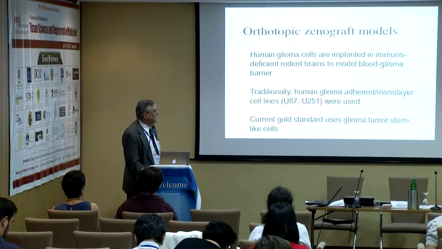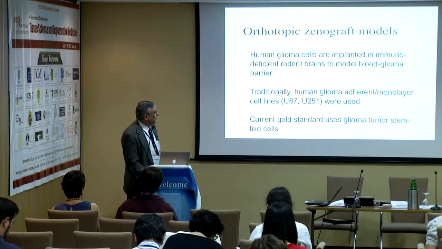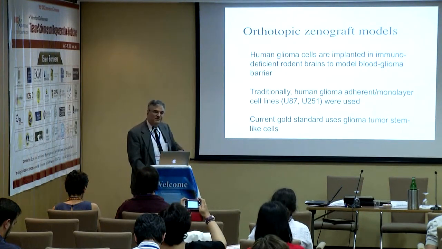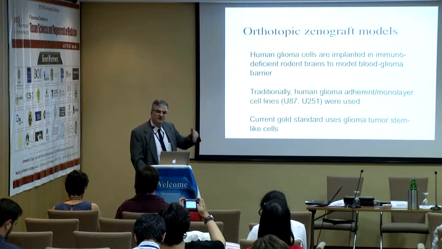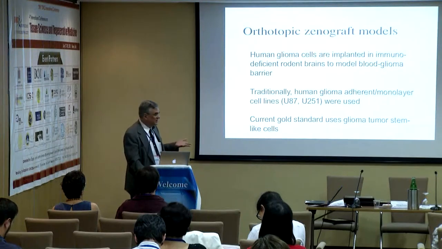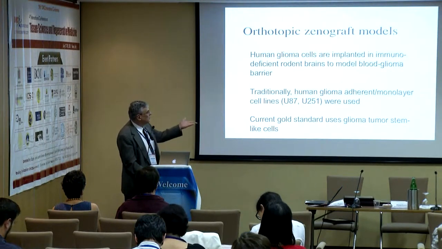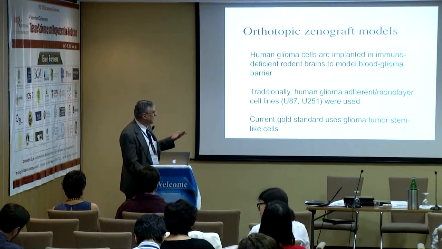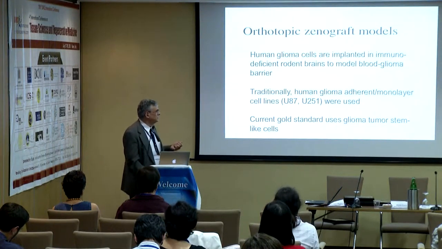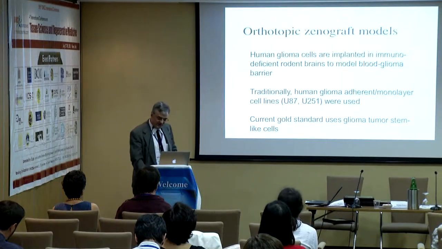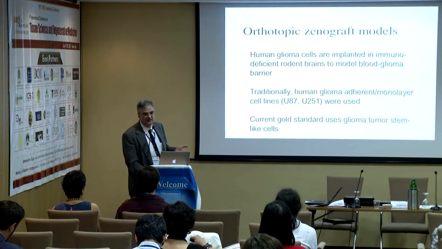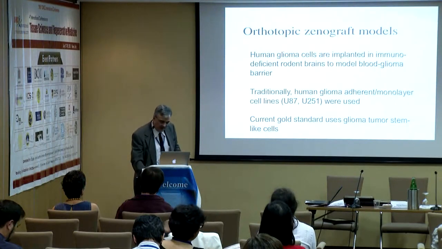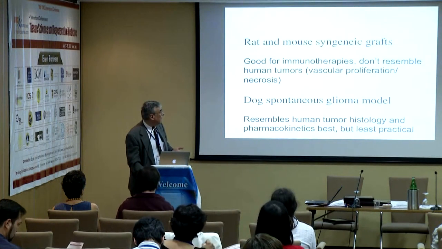Now, traditionally, we've used these monolayer cell lines, which are cell lines that were derived from human tumors, cultured ad nauseam hundreds of times, but it's been the tumor model. And some of the more popular ones are U87 and U251. Again, the current gold standard, though, is to use the glioma tumor stem-like cells. Some people call them glioma stem cells. Others say tumor stem-like cells because, of course, there would be differences from normal stem cells.